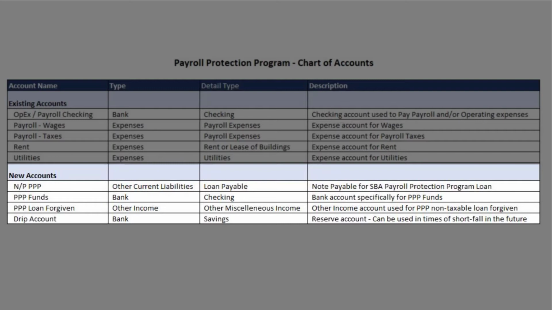And then, of course, the drip account, which, as I said, is a reserve account. And it's a bank account as well. So we're going to set up 2 new bank accounts, one for the PPP funds and one for our drip account, which is for reserve funds. And we're going to set up the loan account as a liability and our other income, which is non-taxable for the amount of the loan that gets forgiven. So we'll get those set up.